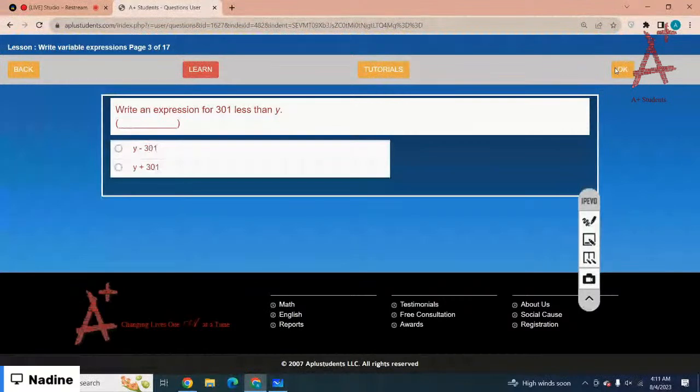Write an expression for 301 less than y. So which is the correct option? The correct option is y minus 301. Option number 1 is the correct option.